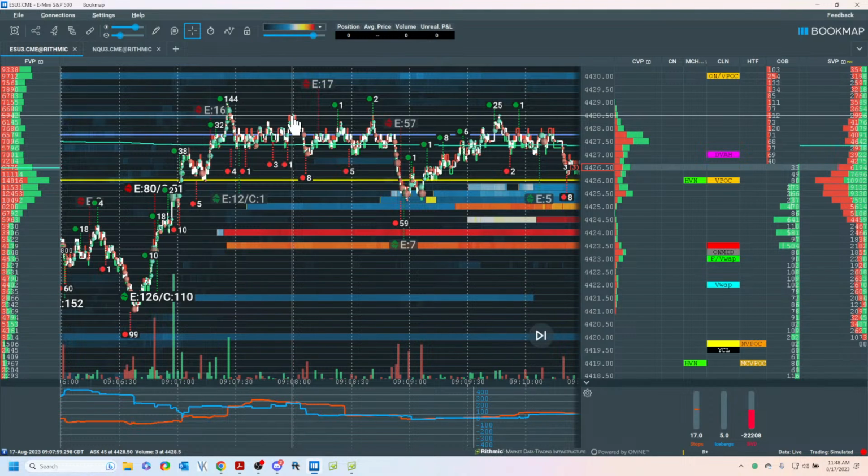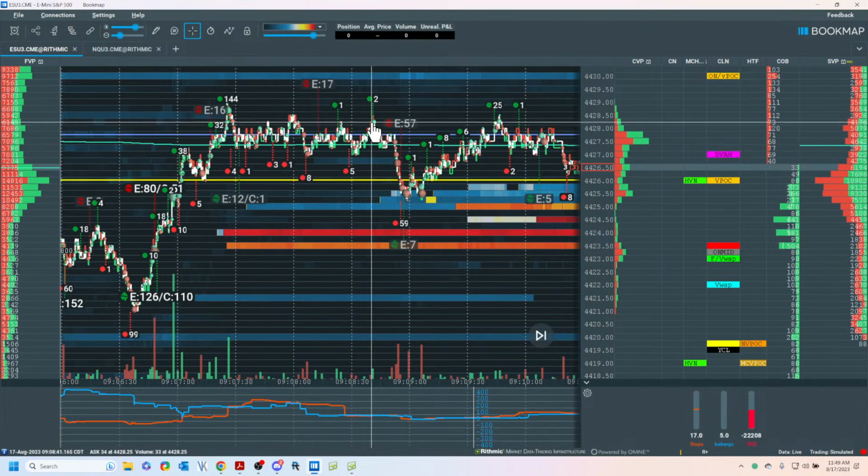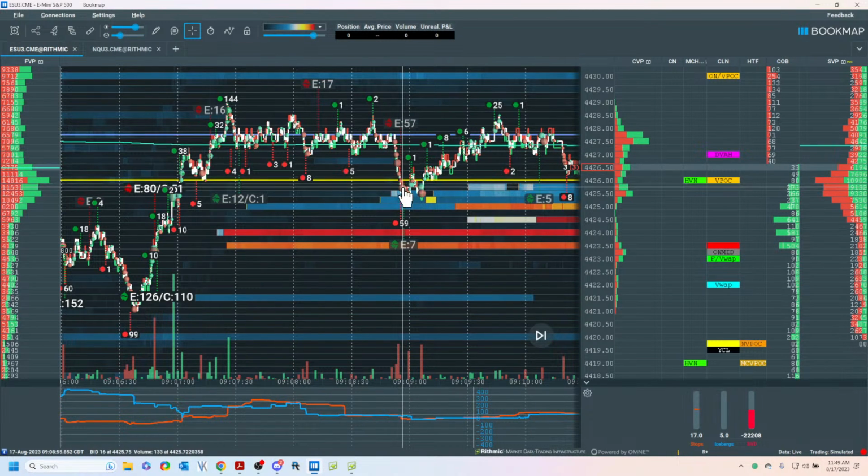A 3 lot goes off. That's Louis with the 3 lot. Nothing. Microstructure. Seller. You can't miss that.